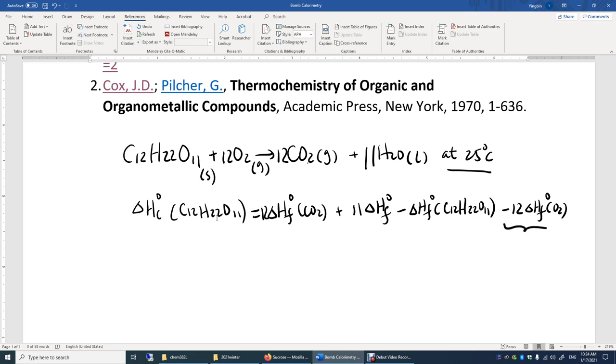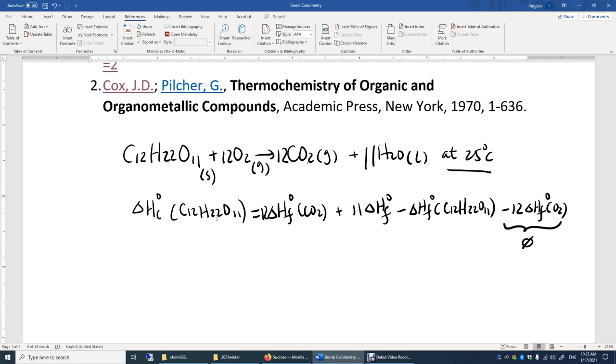The enthalpy of formation of O2, this part, is zero. Why? Because IUPAC chose pure elements to be the zero reference for the definition of enthalpy of formation. So the enthalpy of formation of pure elements in their most stable state of aggregation, in their standard state at room temperature, is exactly zero. It's defined to be zero.